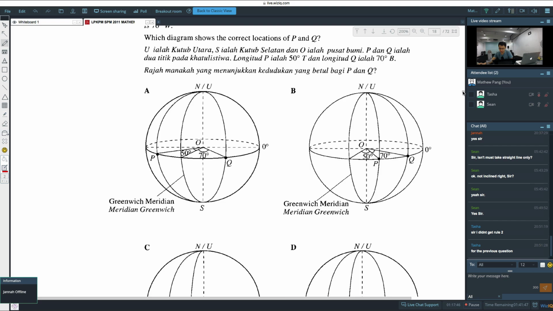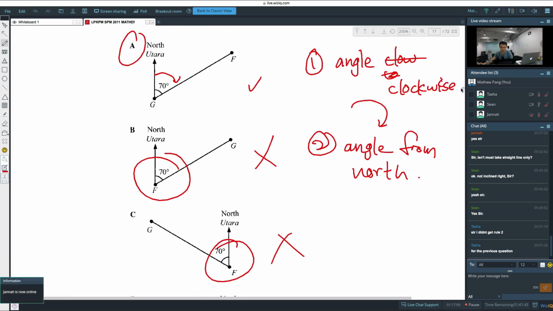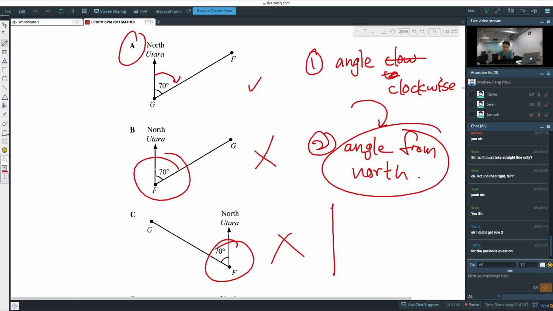I didn't get rule number 2 for the previous question. Oh, you mean the second rule? Okay. It means the angle must be from the north. What do I mean? Sometimes you will have the angle look like this, 70 degrees. But if north is here, let's say this is P, this is Q. We calculate the angle from the north. We cannot calculate somewhere in the middle or east.